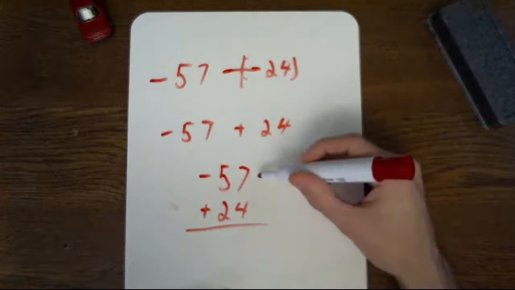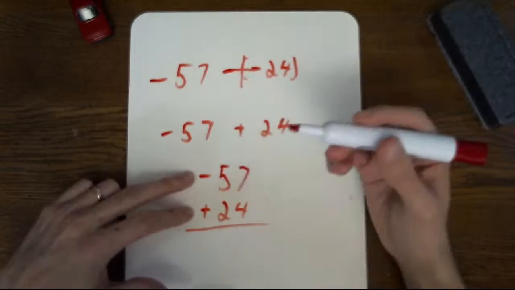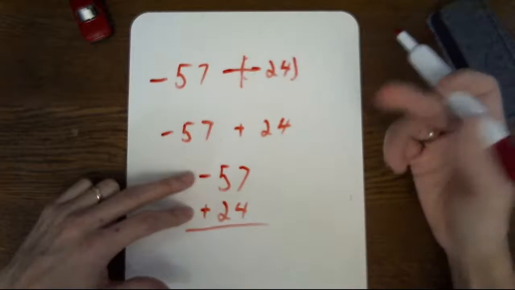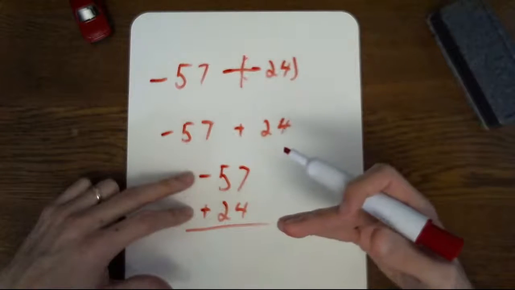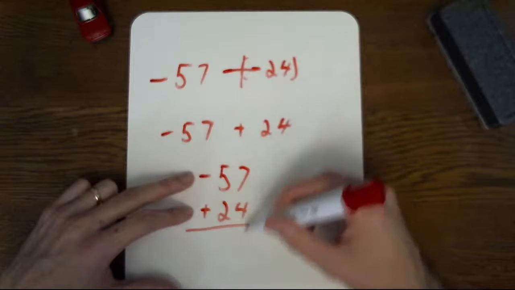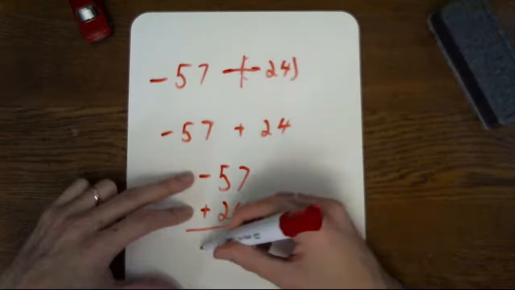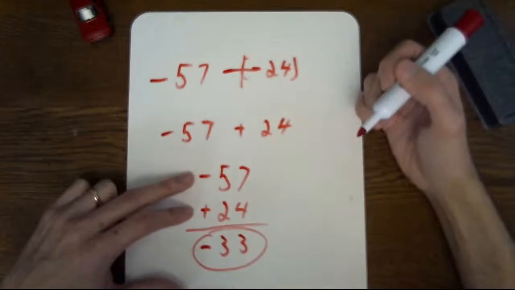So different signs. This is always the first thing you want to examine once you stack them. Are they the same sign? Are they different signs? Different signs, so you find the difference. So we're going to do 57 minus 24. 7 minus 4 is 3. 5 minus 2 is 3. And then the bigger number is negative.